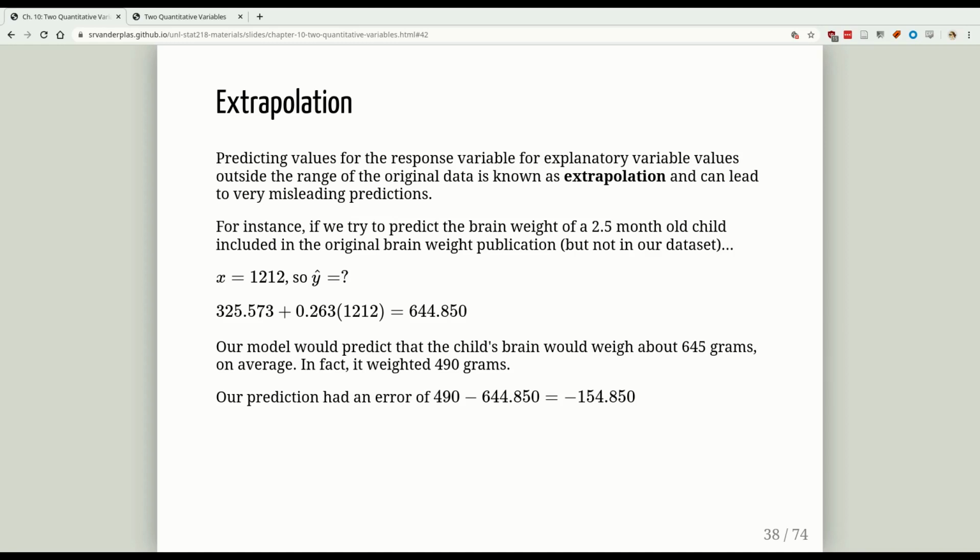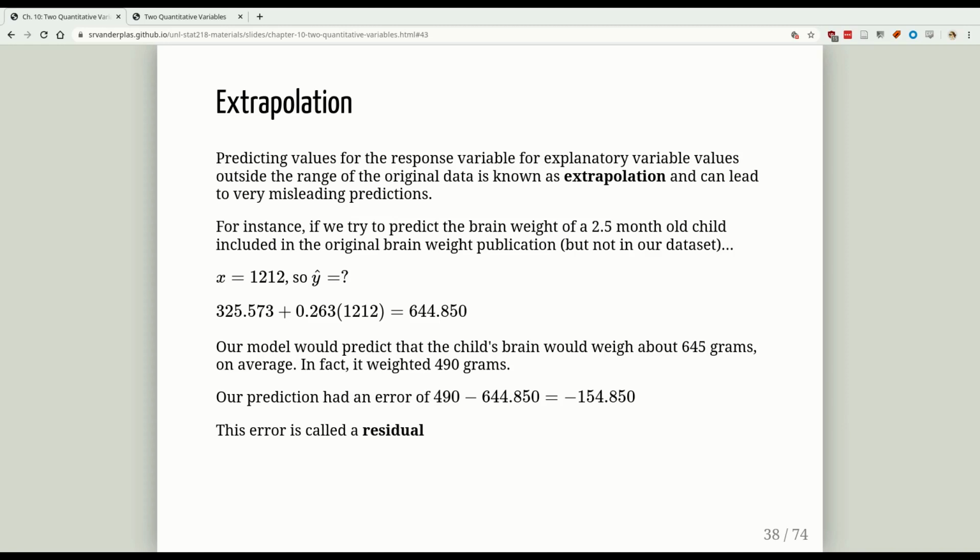Now, because I pulled data from the original paper, we actually have the value of the weight of the infant's brain, and it was 490 grams, which means that we can calculate out how wrong were we. Our prediction had an error of negative 154.850 grams, all right? And that error is called a residual.